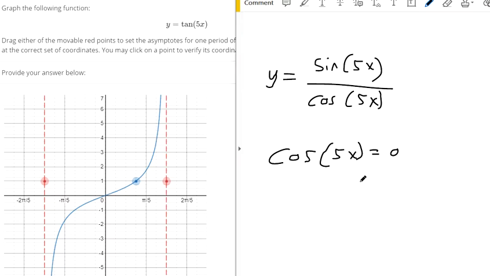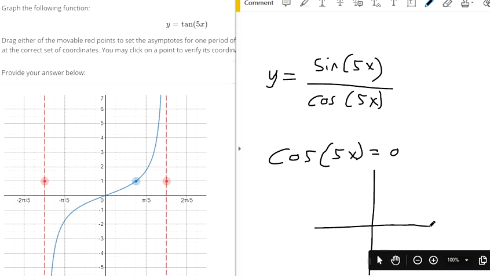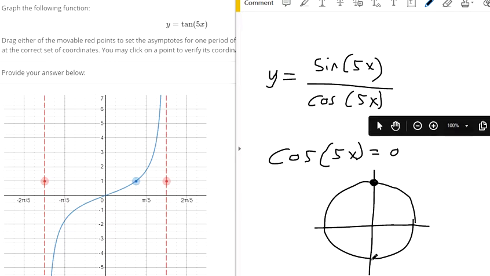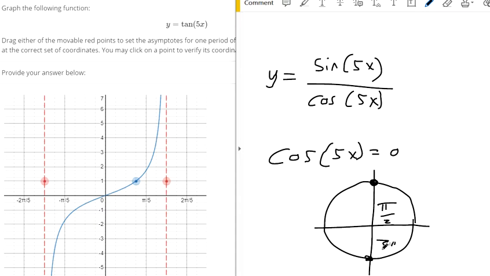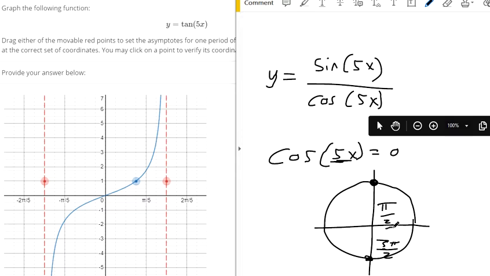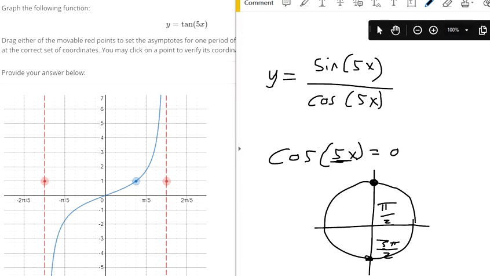To figure out what this is, we can note that cosine, since it's the x-coordinates in the unit circle, is 0 here and here. So cosine is 0 at pi over 2 and at 3 pi over 2. So we need the inside to equal pi over 2, so that cosine of 5x can equal 0, and so that we have those asymptotes. So that's just a quick little equation now. We need the whole inside to equal pi over 2.